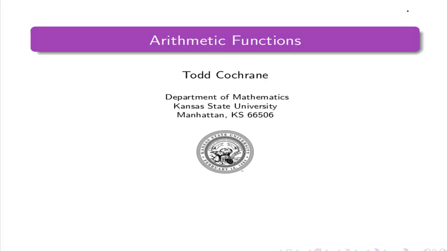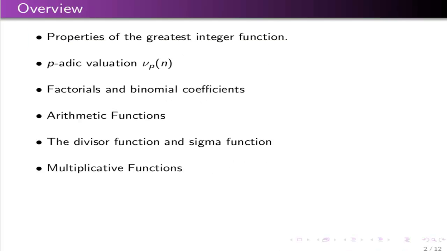In Chapter 7, we're going to be looking at arithmetic functions, such as the Euler phi function, divisor function, or sigma function. In this section, we'll start with more properties of the greatest integer function.